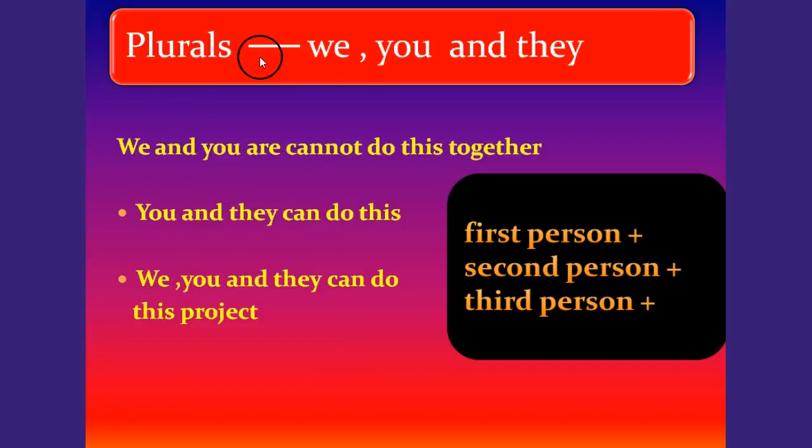Now in the case of plurals, "we, you and they," we will use first person, then second person, then third person. "We" first, "you" second, and "they" in the third place. "We and you cannot do this together," not "you and we." "You and they can do this," not "they and you." "We, you and they can do this project." So the order: first person, then the second person, and the third person at the last. "We, you and they." Remember this.